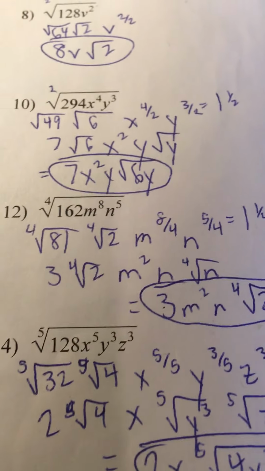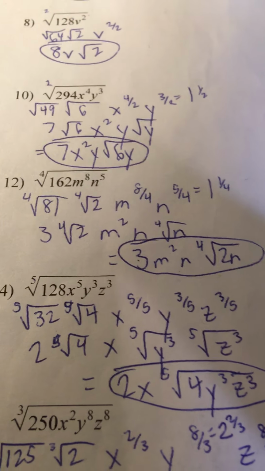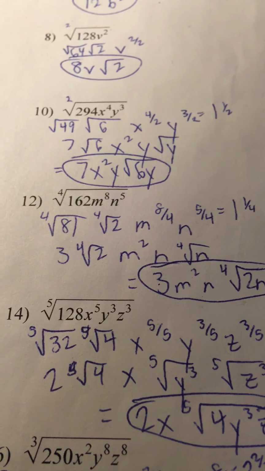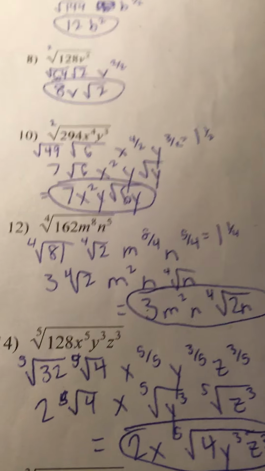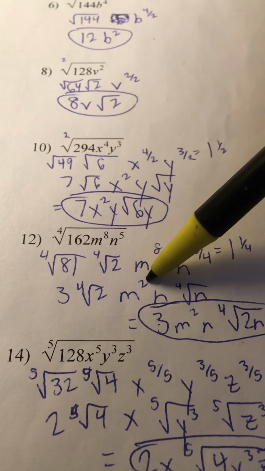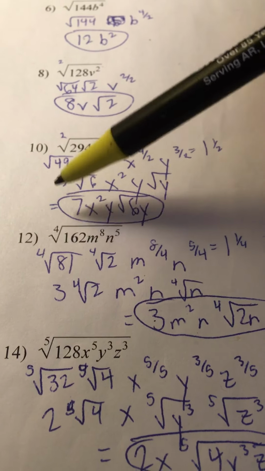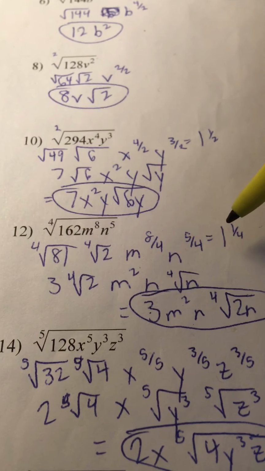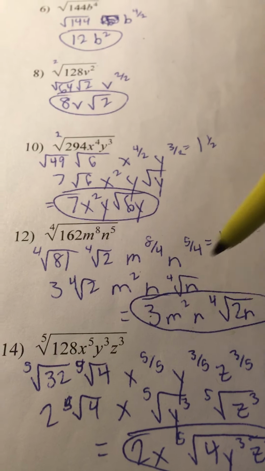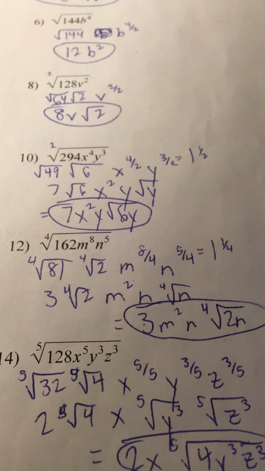Number 12, 4th root of 162, split it up into 81 times 2. So 4th root of 81 is 3, so you get 3 4th root of 2. Then you have m to the 8/4, which is just m squared. You have n to the 5/4, or n to the 1 and 1/4. So that's n, and then 4th root of n. Put it all together, 3m squared n, 4th root of 2n.